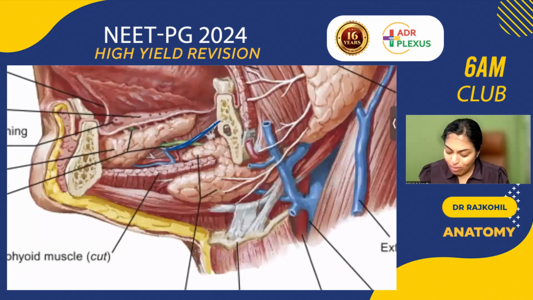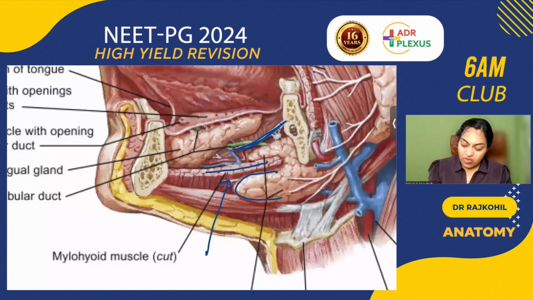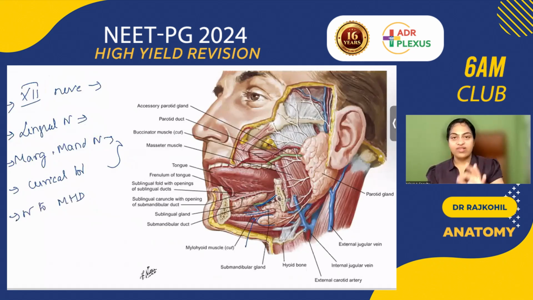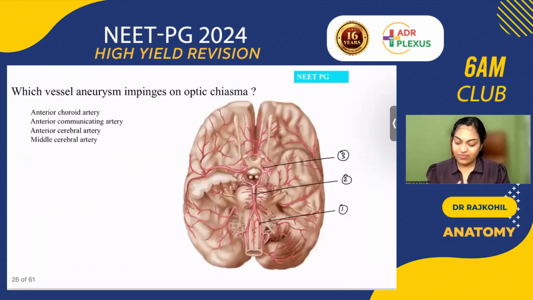Even the nerve to mylohyoid. This is the nerve to mylohyoid. It lies between the mylohyoid and the superficial part of the submandibular gland. So the nerve to mylohyoid is also related. But since the option is given by submandibular gland and the duct, this will be the best one to pick up. And you should be able to tell about the lesions related to these nerves also. Right?